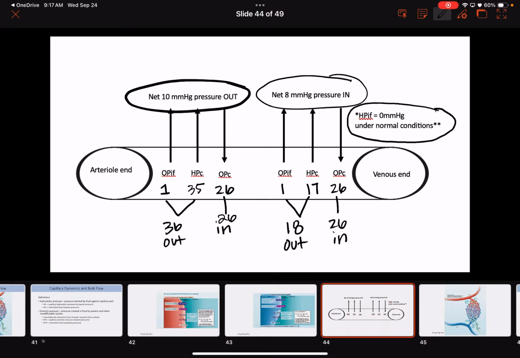Yes? If there's edema, is that when there would be outward pressure on the capillary? That's what we're talking about next. So when there is an offset to these pressures that causes more pressure out than what can come back in, then you're going to get edema. You're going to get some leftover fluid in the interstitial space.